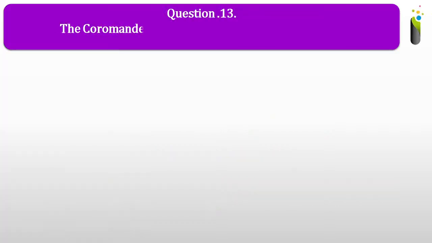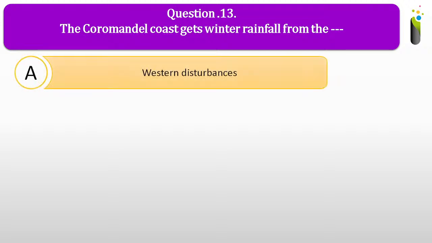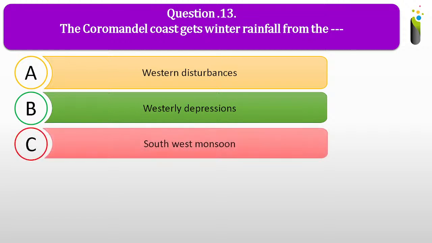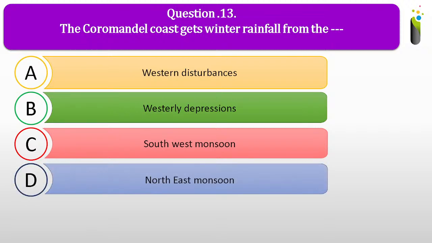Now, question number 13. The Coromandel coast gets winter rainfall from the dash. A. Western disturbances. B. Westerly depressions. C. Southwest monsoon. D. Northeast monsoon.